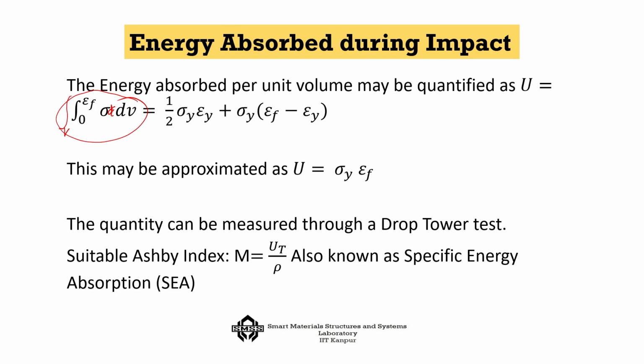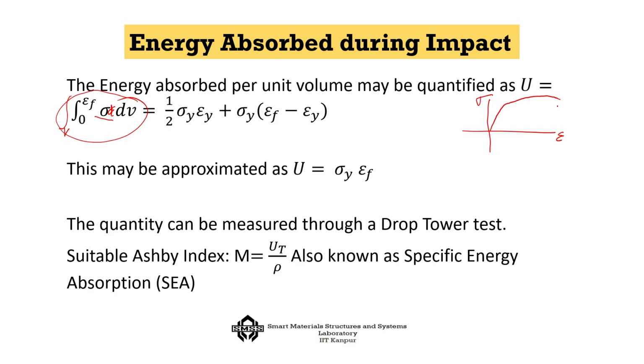Okay. So, if we have this energy absorption, if we try to look at it graphically, that sigma-epsilon curve for a typical ductile material, let us take. So, it behaves like this, and then the failure happens. Okay.